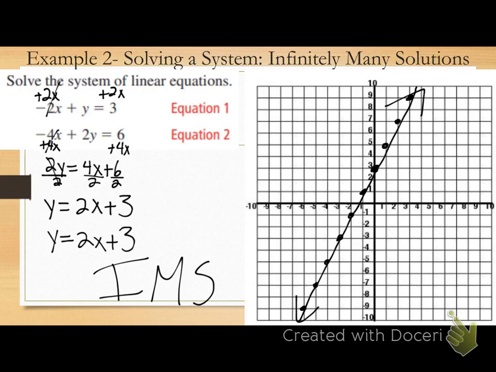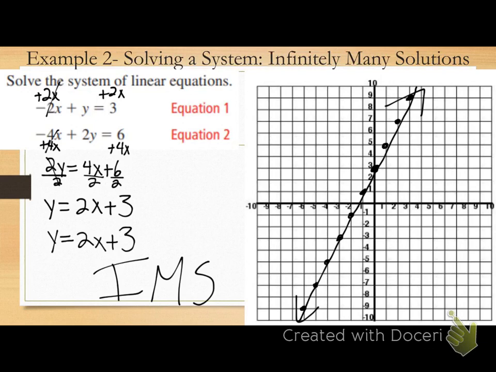Is infinitely many solutions the same as all real numbers? I don't like to put all real numbers. Technically, your domain and your range do cover all real numbers, but I don't like that because not every single ordered pair is a solution. Right? Is the ordered pair 3, negative 2 a solution? No. That's why I like to say infinitely many solutions. If you were talking about domain and range, yes, you would say all real numbers. Okay?